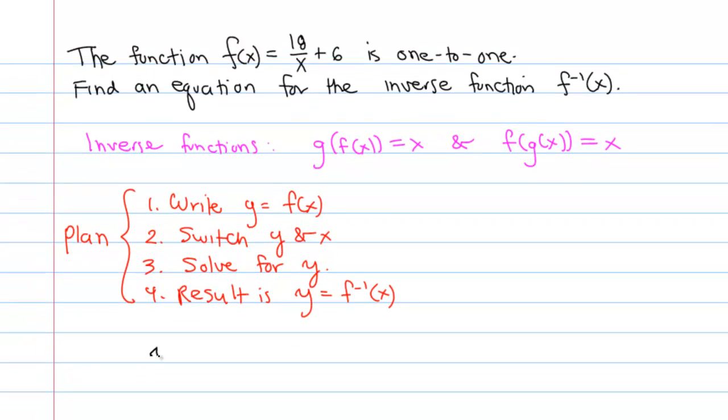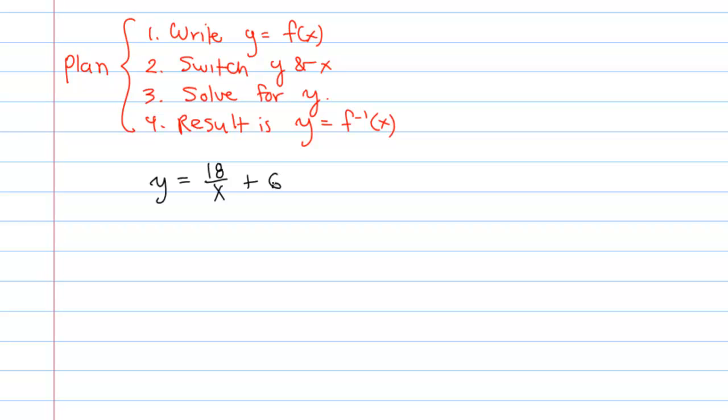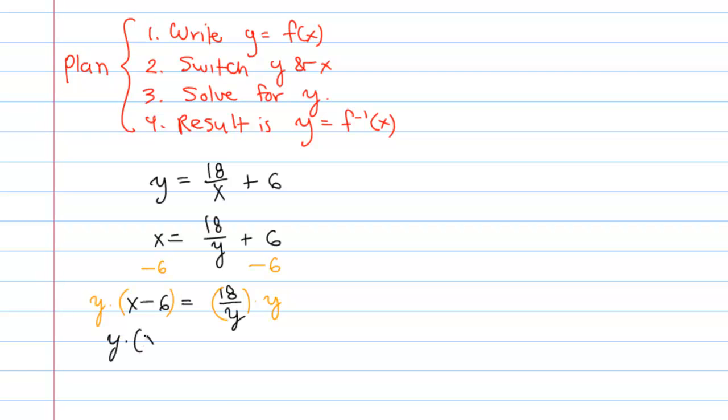So we'll start off with the equation y equals f of x, which in this case is 18 divided by x plus 6. And now I need to switch the roles of x and y, so x is equal to 18 divided by y plus 6. And now I want to start the process of solving this equation for y. So I can subtract 6 from both sides in order to get x minus 6 is equal to 18 divided by y. To get rid of that denominator, I could multiply both sides of the equation by y, which will get me y times x minus 6 is equal to 18.